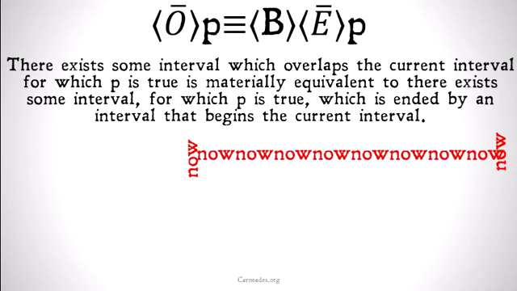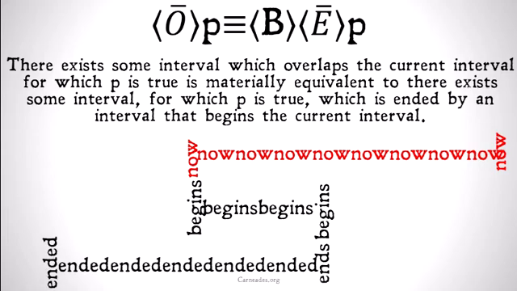And we're just going to reverse this for our opposite overlap, our recursive overlap. There exists some interval which overlaps the current interval for which P is true is materially equivalent to there exists some interval for which P is true, which is ended by an interval that begins the current interval. So that interval for which P is true is ended by some interval which begins the current interval, which begins now. Hopefully, you have a good sense now of the way that we can define all of these operators in terms of just those six.